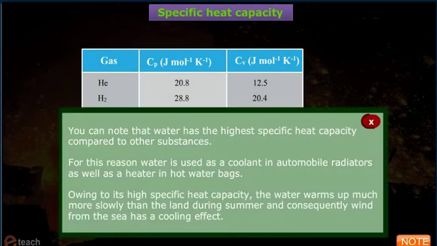You can note that water has the highest specific heat capacity compared to other substances. For this reason, water is used as a coolant in automobile radiators as well as a heater in hot water bags. Owing to its high specific heat capacity, the water warms up much more slowly than the land during summer, and consequently wind from the sea has a cooling effect.